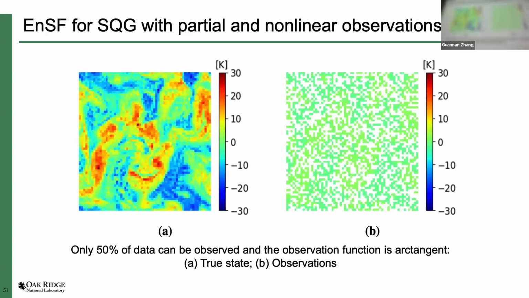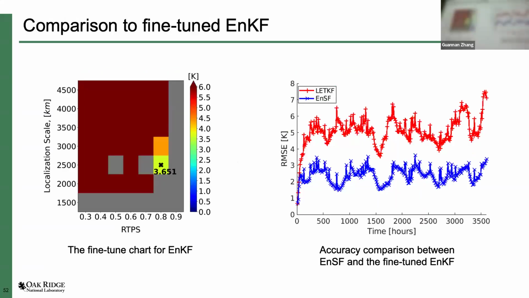And here is another setting where the state is only partially observable. So we only observe it at 50% of these locations, and we run our model to see if we can capture the true state. We still compare with LETKF, and our method still performs very well, much better than the LETKF. And the LETKF, not surprisingly, requires fine tuning, which is not what we want.